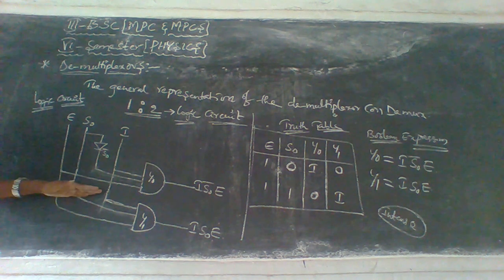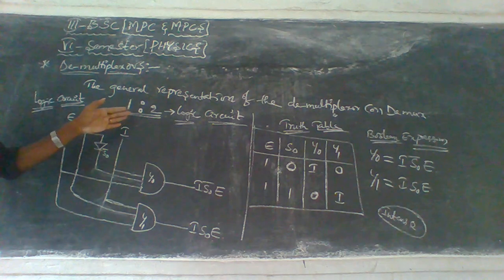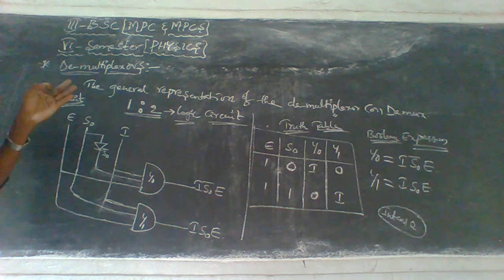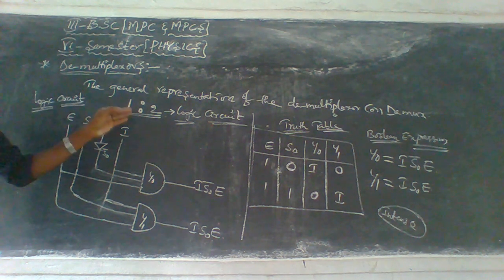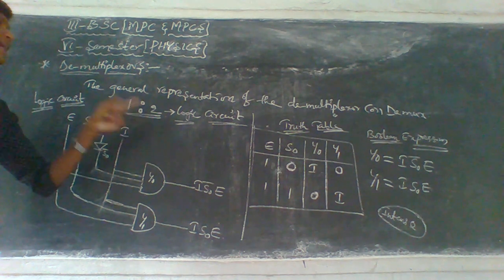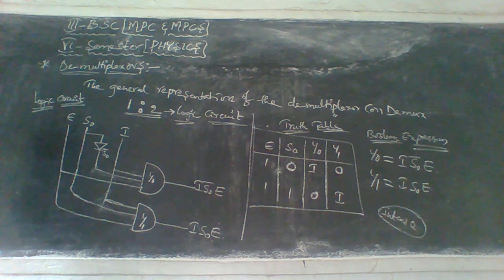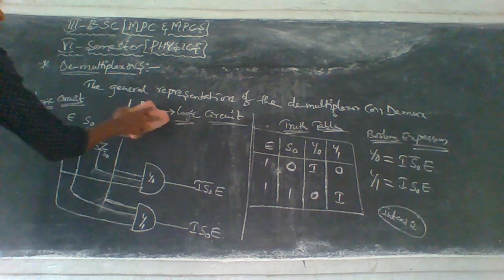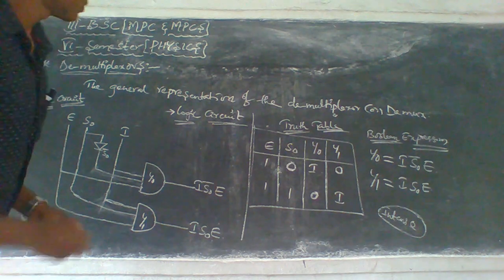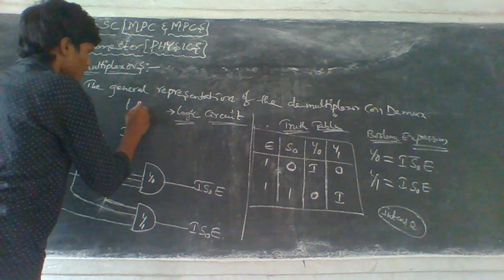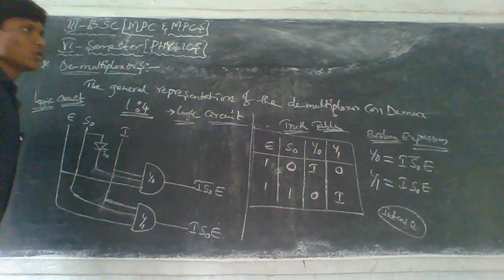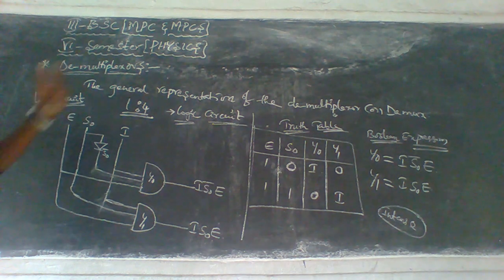This is the logic circuit of one line input to two line output demultiplexer. Another example is 1 to 4. It means one line input, four line output demultiplexer.